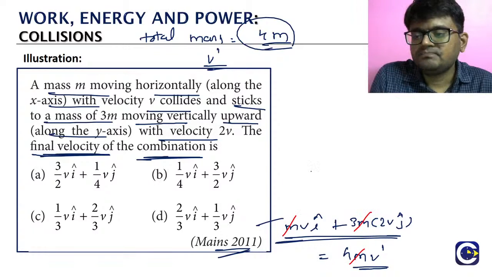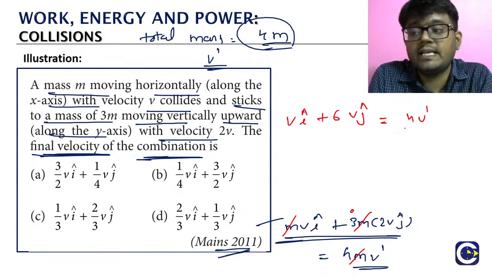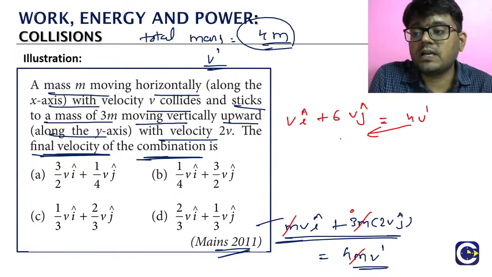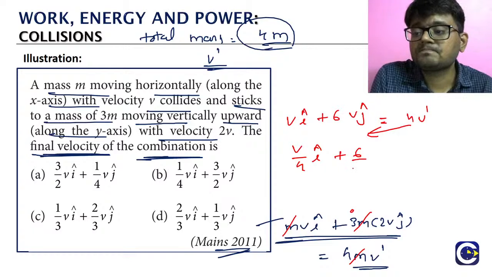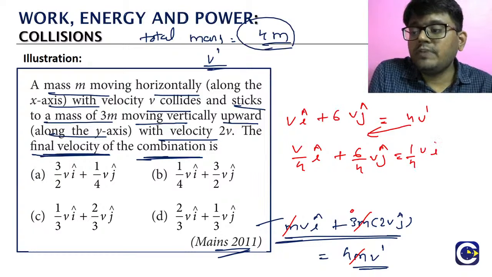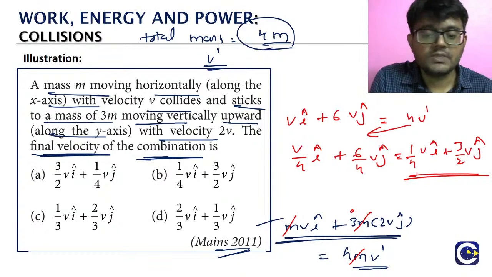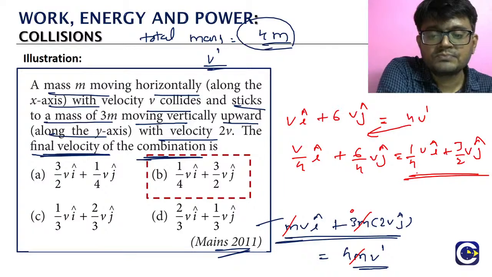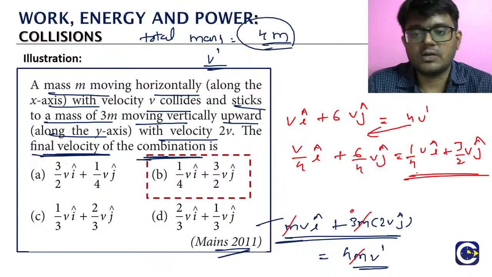m நம்ம cancel பண்ணா v into i cap plus, 3 2s are 6, 6v into j cap is equal to what, 4 into v dash. நமக்கு என்ன வேணும், v dash தானா? so அப்படியே அந்த 4 நம்ம left side எடுத்துட்டு வரலாம். so it will be v by 4 into i cap plus, which is 1 by 4 v i cap, 6 by 4 என்ன, 3 by 2 தானா? 3 by 2 v j cap. பாருங்க, so this is the final velocity of the combination, 1 by 4 v i cap plus 3 by 2 v j cap. so இந்த மாதிரி questions தான் நமக்கு வரும்.